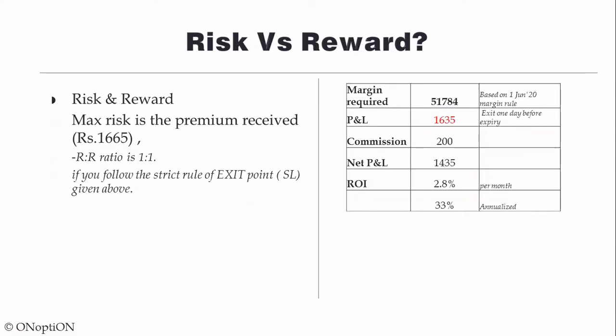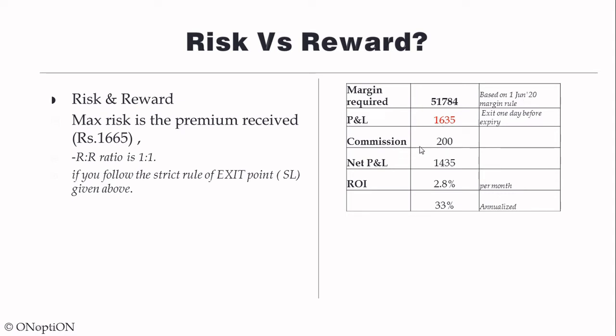So let's look at the risk versus reward data. So you can see the maximum risk is the premium received if you follow the strict rule of exit point or stop loss, whatever I stated above. So with that, you would be having a risk reward ratio of 1:1, and the margin required is 51,784. This is based on 1st June margin rule. Profit and loss will be this.